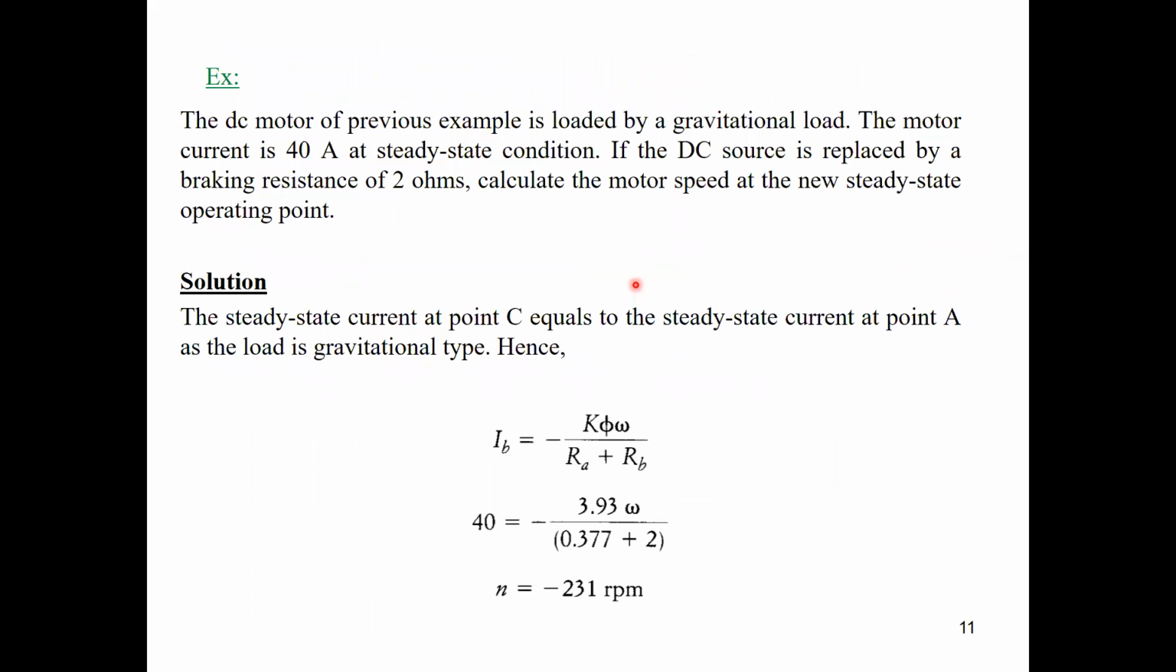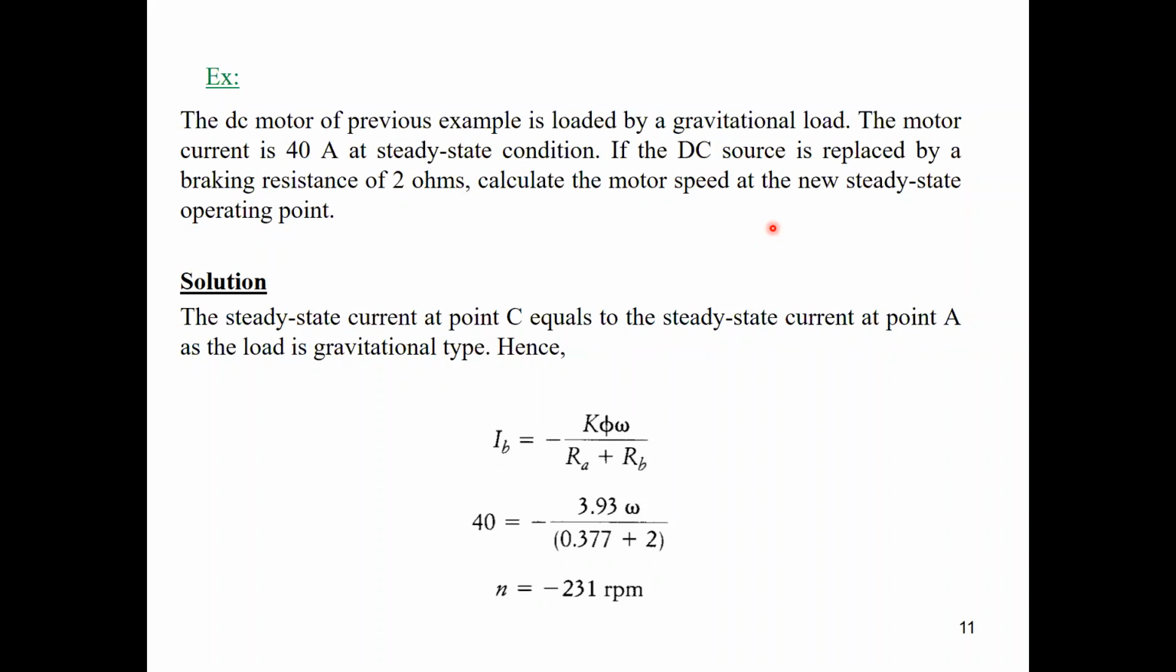Here is an example. The DC motor of the previous example is loaded by a gravitational load. The motor current is 40 amps at steady state condition. With a gravitational load, if there is no mechanical latch, the machine will work at point C, which represents the generator mode. If the DC source is replaced by a braking resistor of 2 ohms, this is the value of RB. Calculate the motor speed at the new steady state operating point.